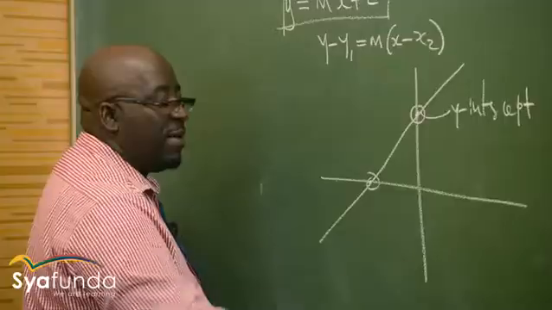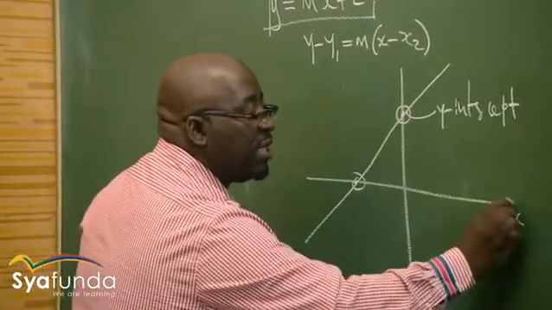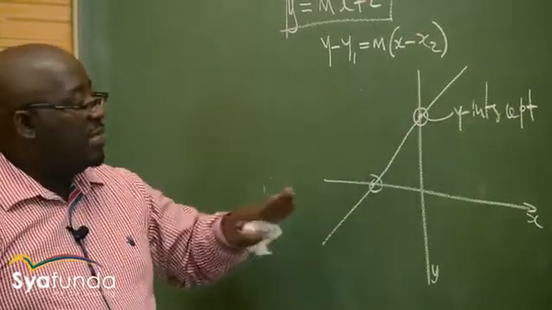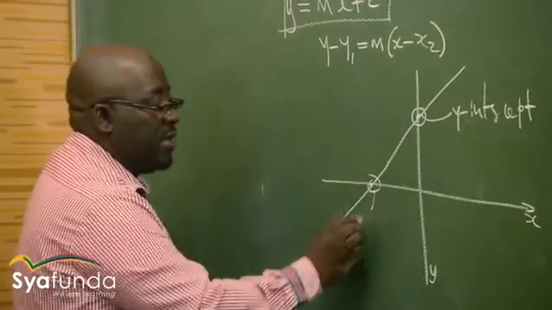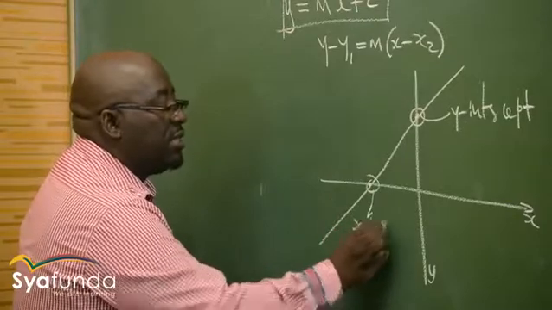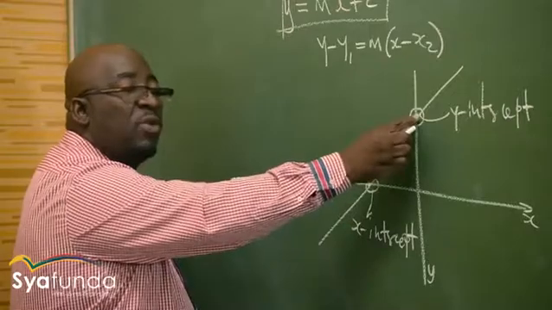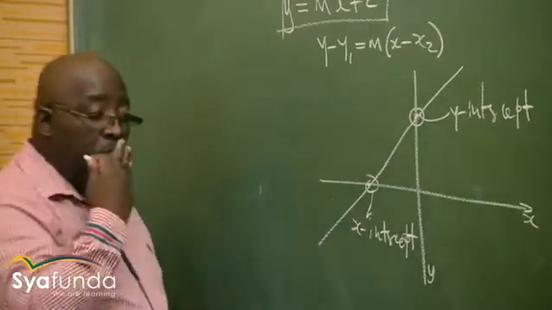Remember, these are the y-axis and these are the x-axis. So to intercept means to cut. So this is the y-cut, this is the x-cut, the x-intercept. This point is called the x-intercept. It is the point where the graph cuts the x-axis. This is the point where the graph cuts the y-axis.